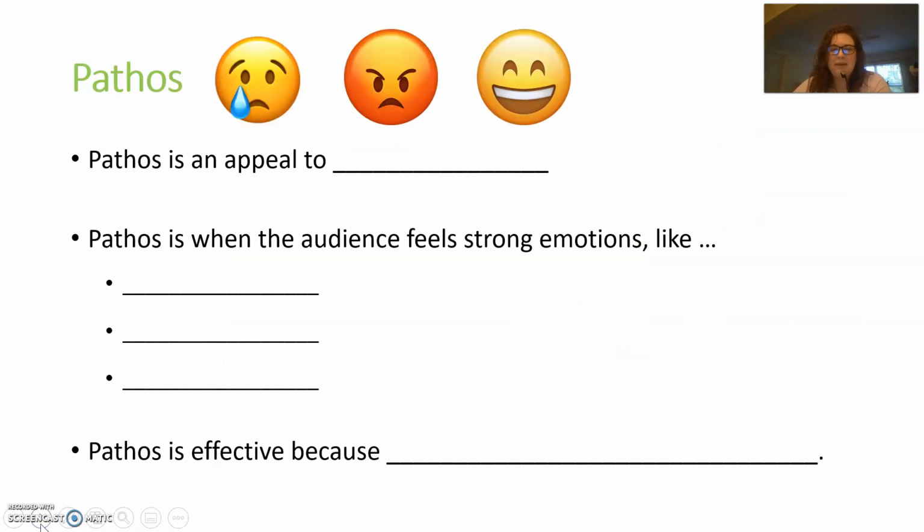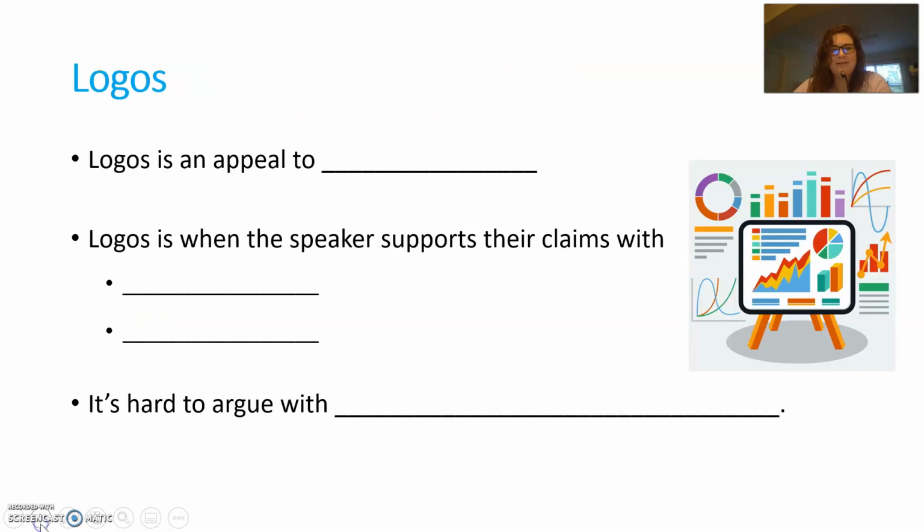Next is pathos. Pathos is an appeal to emotion. Pathos is whenever the audience feels strong emotions that could include pity, fear, or sympathy. Pathos is effective because humans are emotional creatures. We respond to emotion. If we see somebody else crying, we feel sad for them. If we see somebody else laughing, we want to know what they're laughing at so we can laugh along. If we see something bad happening to somebody, we get angry at that injustice, and we want to try to fix it.